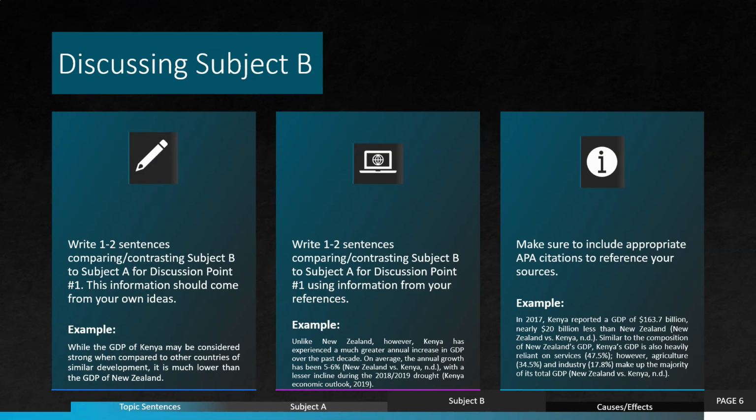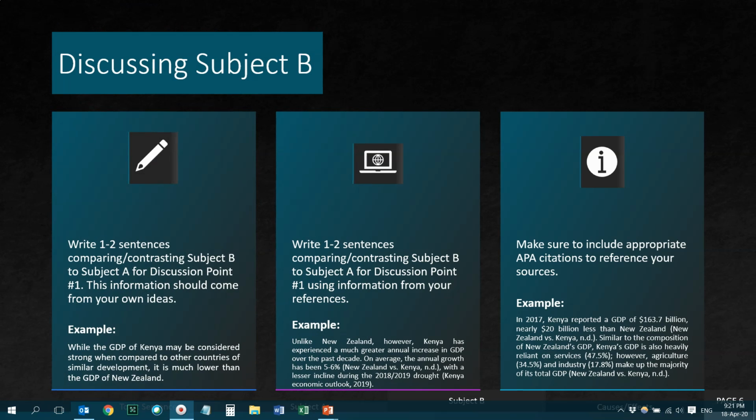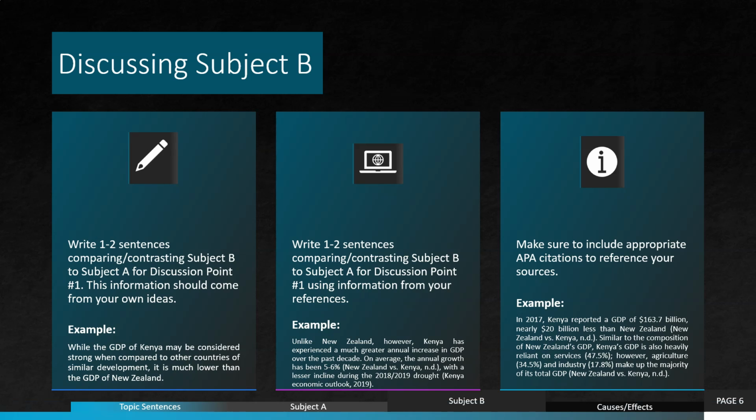Next, we move on to discussing subject B. Like subject A, you're going to write 1 to 2 sentences comparing and contrasting subject B to subject A for discussion point number 1. This information will come from your own ideas. So, for example, while the GDP of Kenya may be considered strong when compared to other countries of similar development, it is much lower than the GDP of New Zealand.